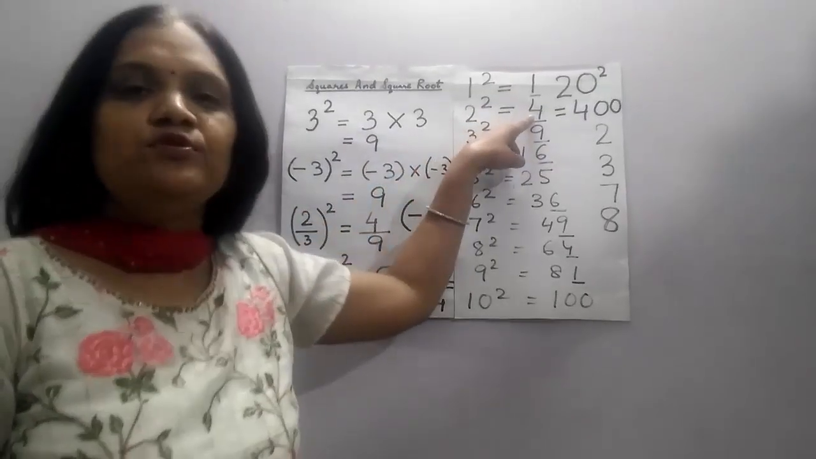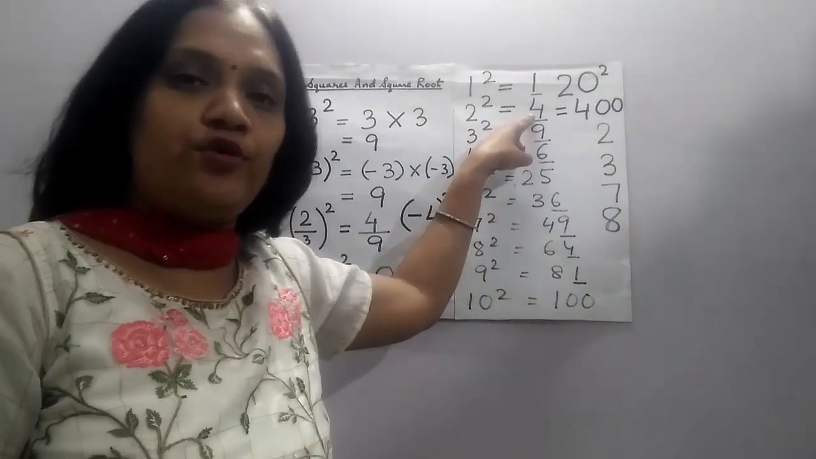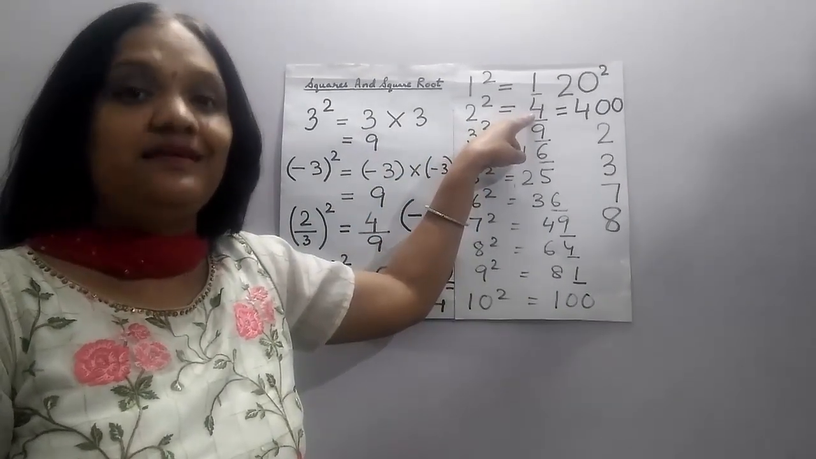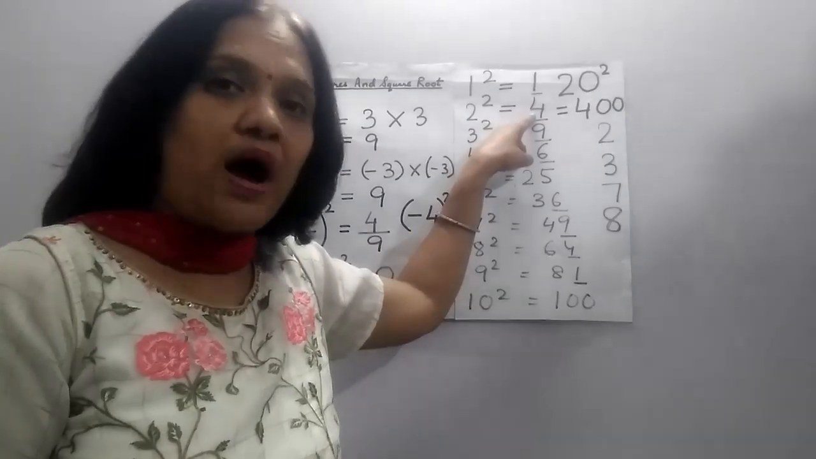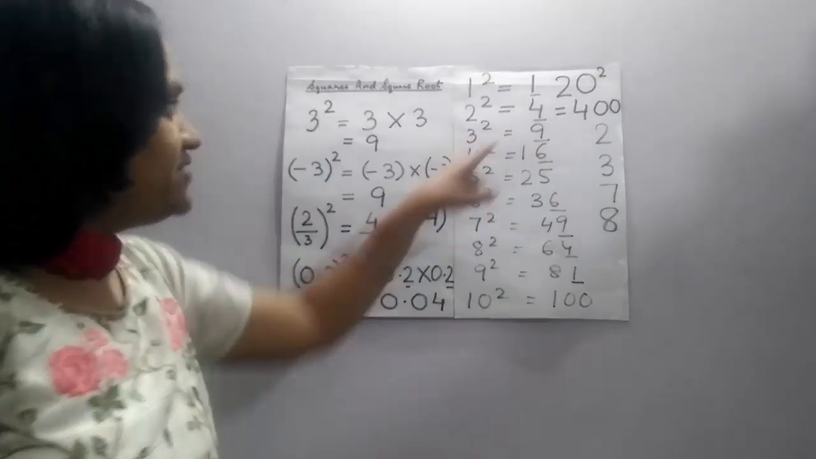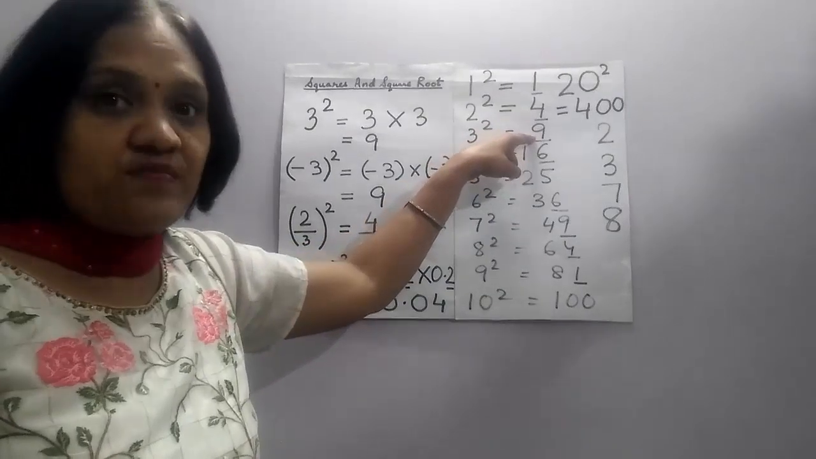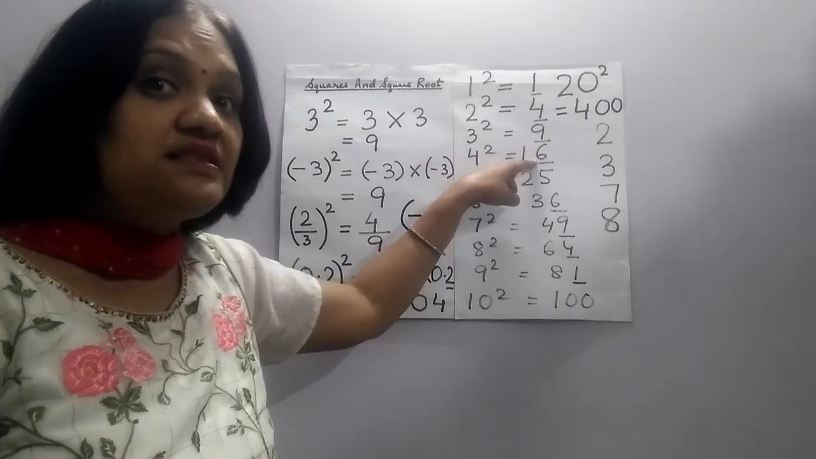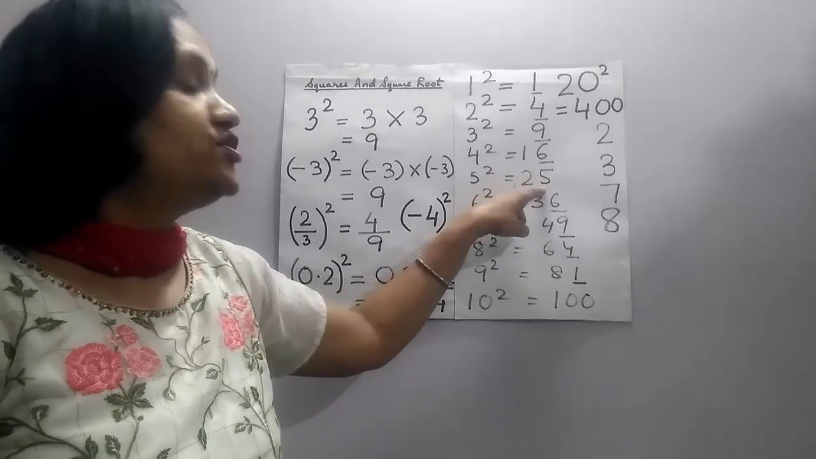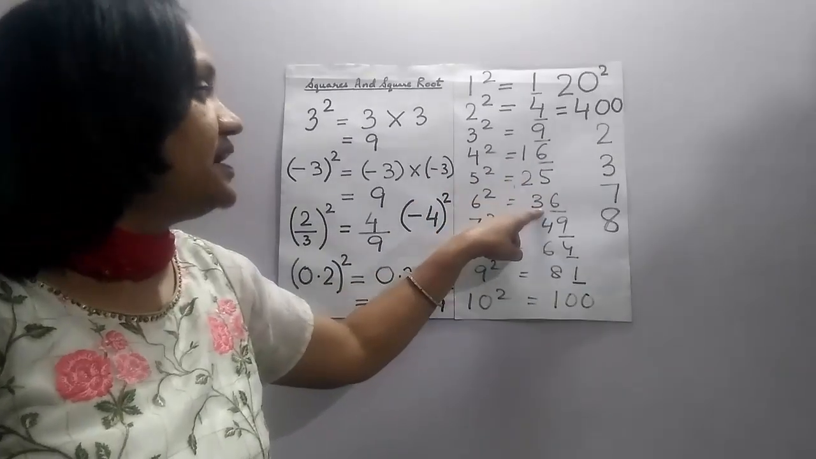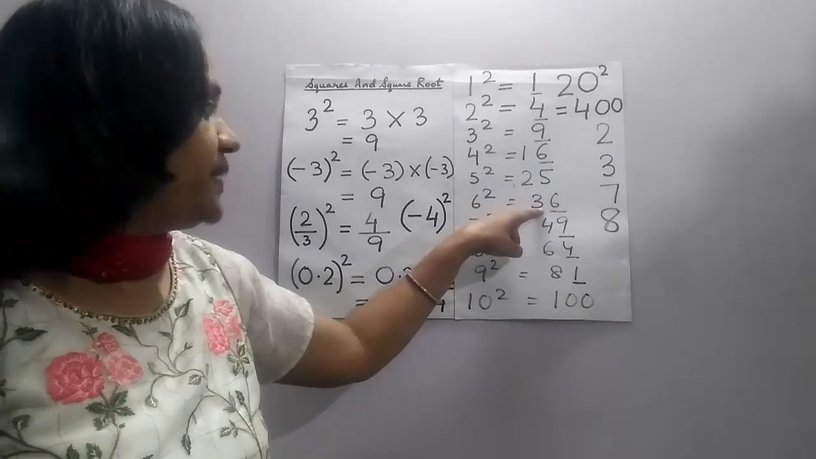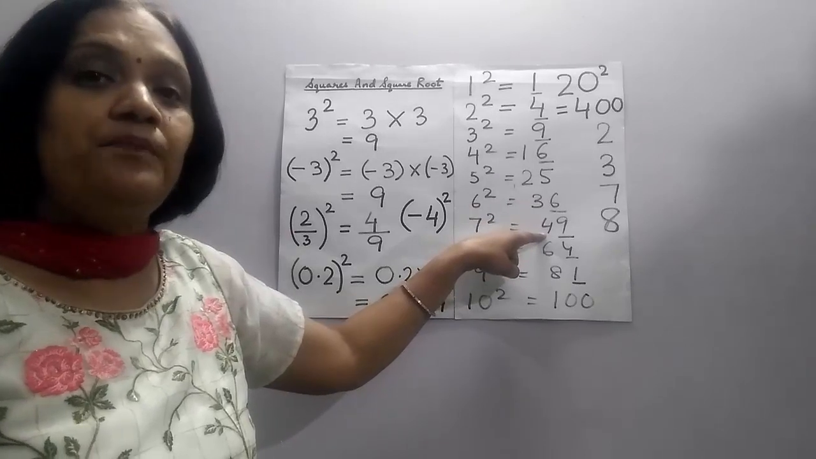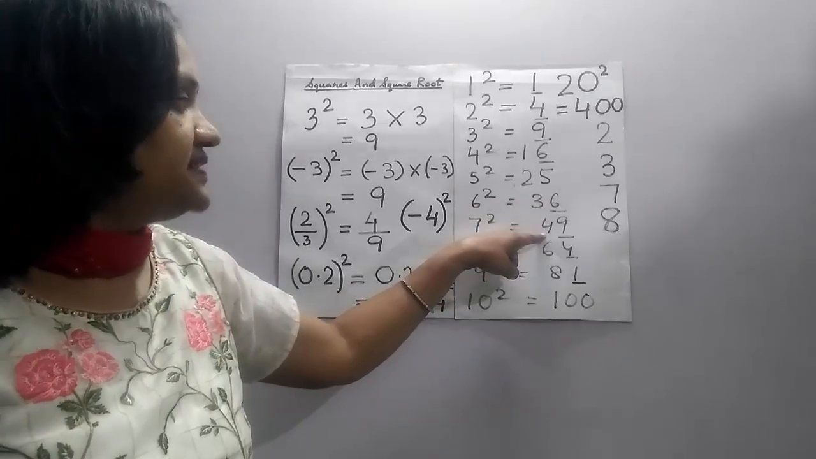Now let's look at 4. Suppose I divide 4 by 3. What is the remainder that I get? The remainder that I get is 1. Okay. Now if I divide 9 by 3, remainder is 0. If I divide 16 by 3, remainder is 1. If I divide 25 by 3, remainder is 1. If I divide 36 by 3, remainder is 0. If I divide 49 by 3, what is the remainder that I get?